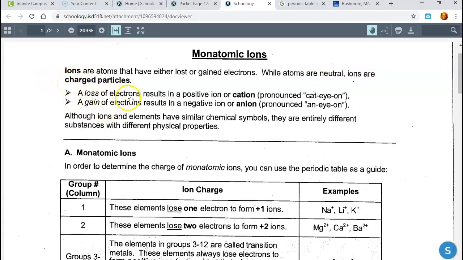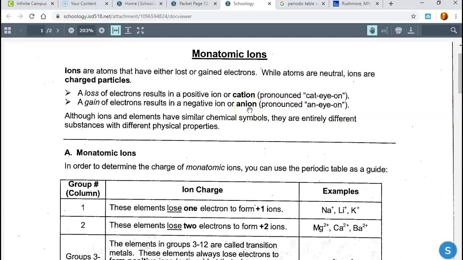Okay, a loss of an electron, or more than one electron, results in a positive ion, and that's called a cation. And I always remember that because cat, that letter T in there, is like the plus sign for positive. So cations are positive. Now, if we gain electrons, we're going to have negative ions, and those are called anions. Okay, and that has two N's in it for negative. So cations are positive because they lost electrons.